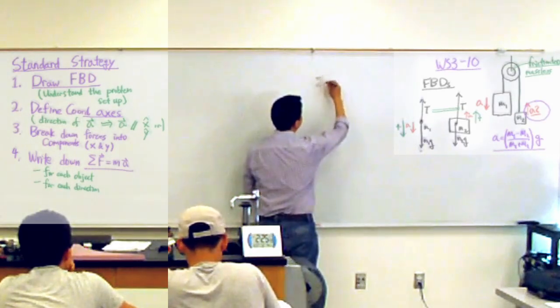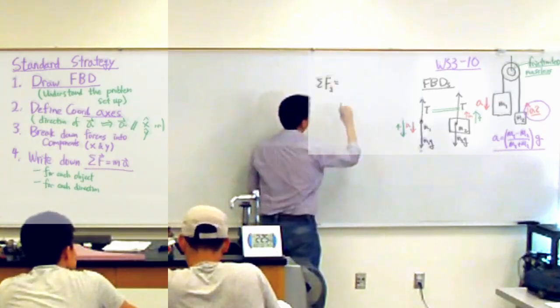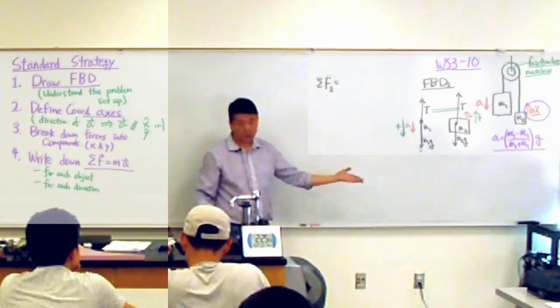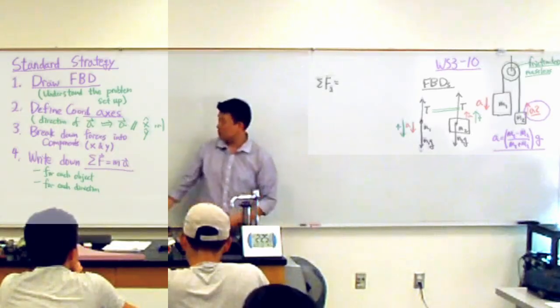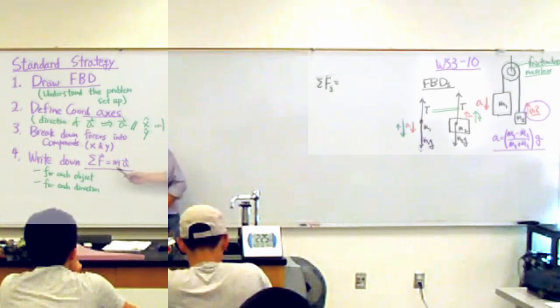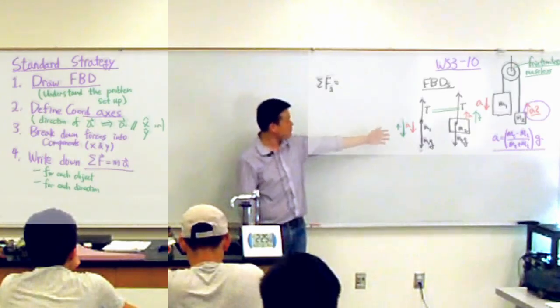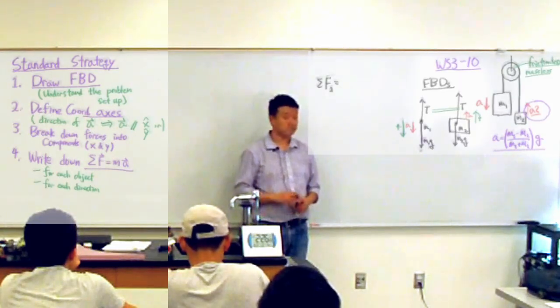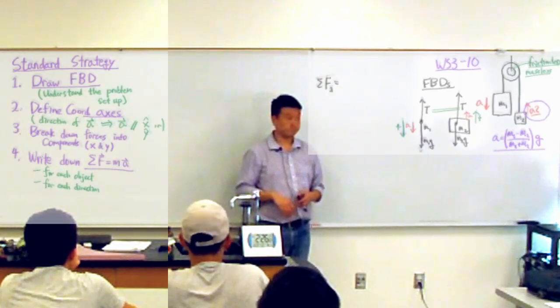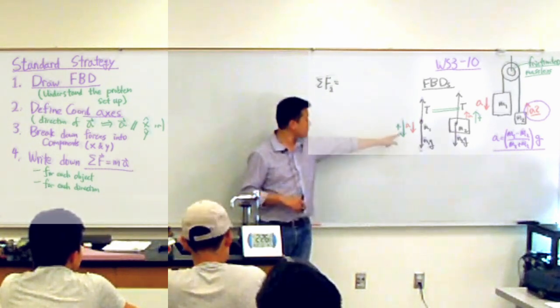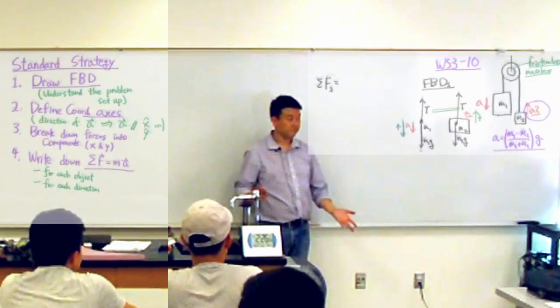So net force on mass 1. I add up all the forces in the positive direction, all the forces in the negative direction. That's the sum of all the forces. That should equal mass times acceleration. So what are my forces in the positive direction for mass 1? The way I define the positive.